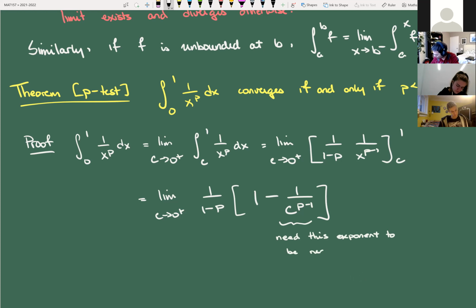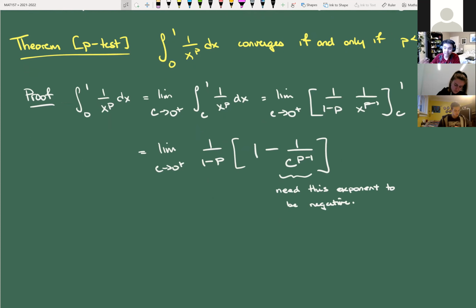So we need this to be negative, right? Because if I have anything that looks like 1 over c, or 1 over the square root of c, or 1 over c squared, I'm in trouble. It's not going to work out. I legitimately need this thing to end up being 1 minus the square root of c or something, so that the limit exists. So I can't have this be 1 over c. It's really got to be c to some power. That means that power has to be negative. So this converges precisely if p minus 1 is less than 0.